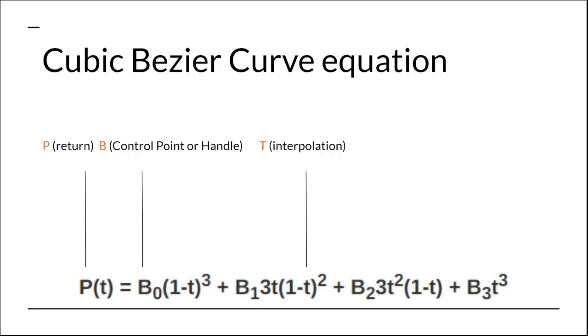Here's the equation. It's pretty long, but it isn't super complicated. Basically, we have a couple variables. We have the P, which is the return variable, B, which are the control points or handles. This is a control point and this is a handle.